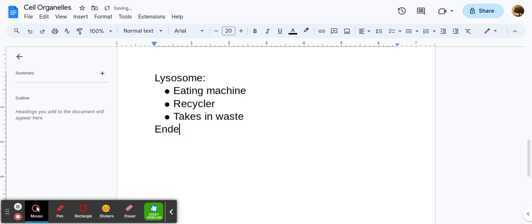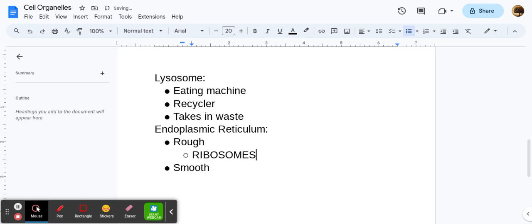Now the endoplasmic reticulum. Firstly, there are two types, the rough and the smooth. The rough ER, basically all you need to know, has ribosomes. So think of that: ribosomes begins with R, rough ER has ribosomes. Smooth, no ribosomes.